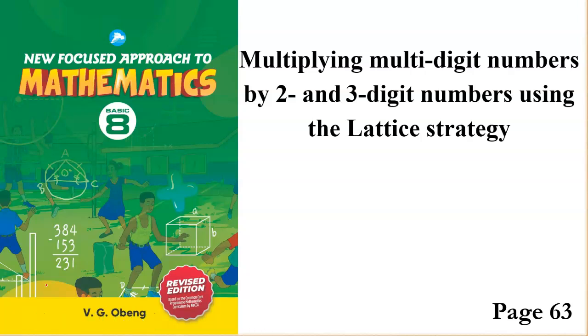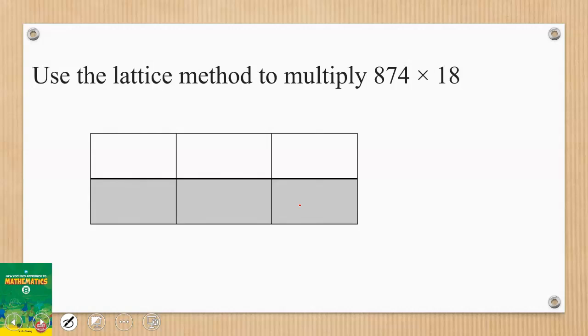In our previous lesson, we saw the same multiplication, but then we used the expand and box approach. So here we want to look at the lattice strategy. For example, if you have this question multiplying 874 by 18, we draw boxes and then we represent each box by each digit here. So here we are going to have our 8, 7, and then 4 for each column. Then for each row we have our multiplier, that is 1 and then 8.